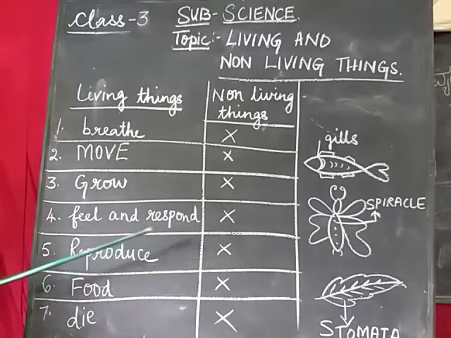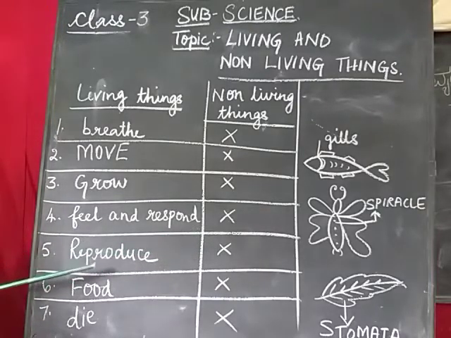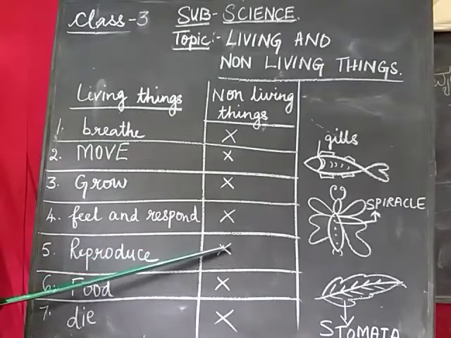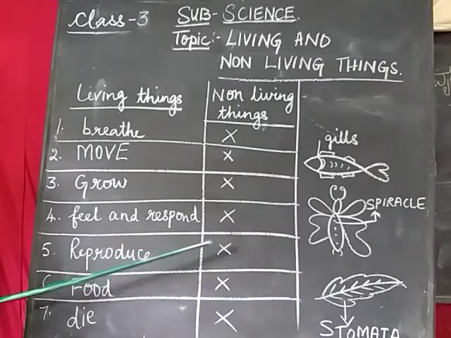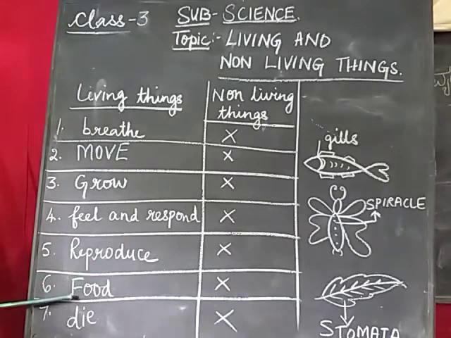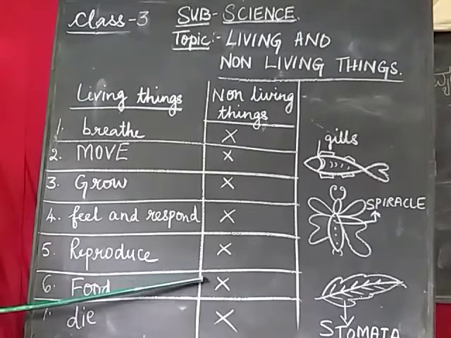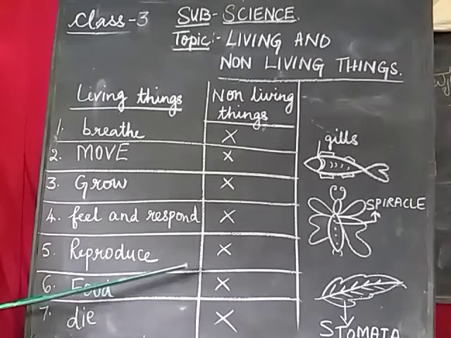No. Next, reproduce. Living things reproduce. That is, they give birth to their young ones. Non-living things do not give birth to their young ones. Next, food. Living things need food. We need food to get energy, to play, to run, to do all the work. But non-living things do not need food.